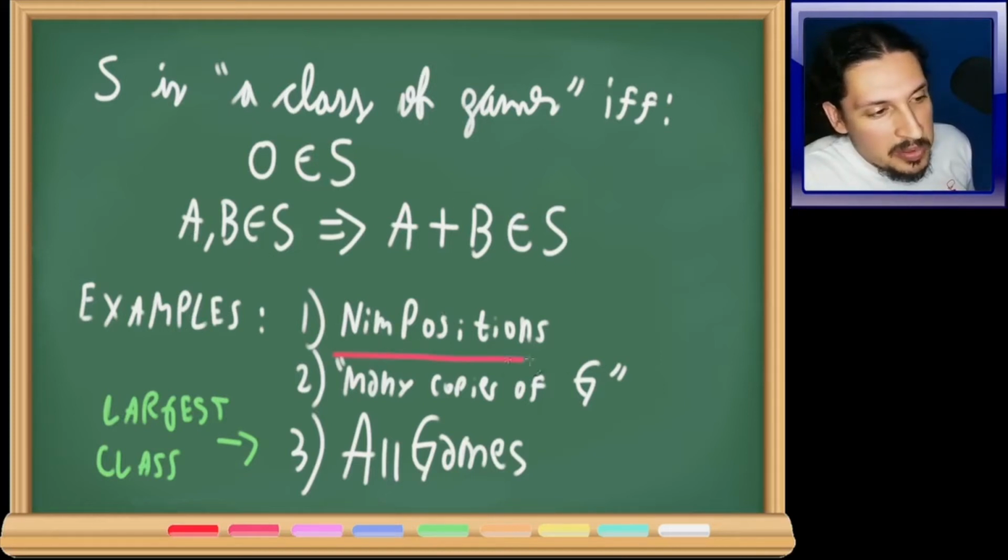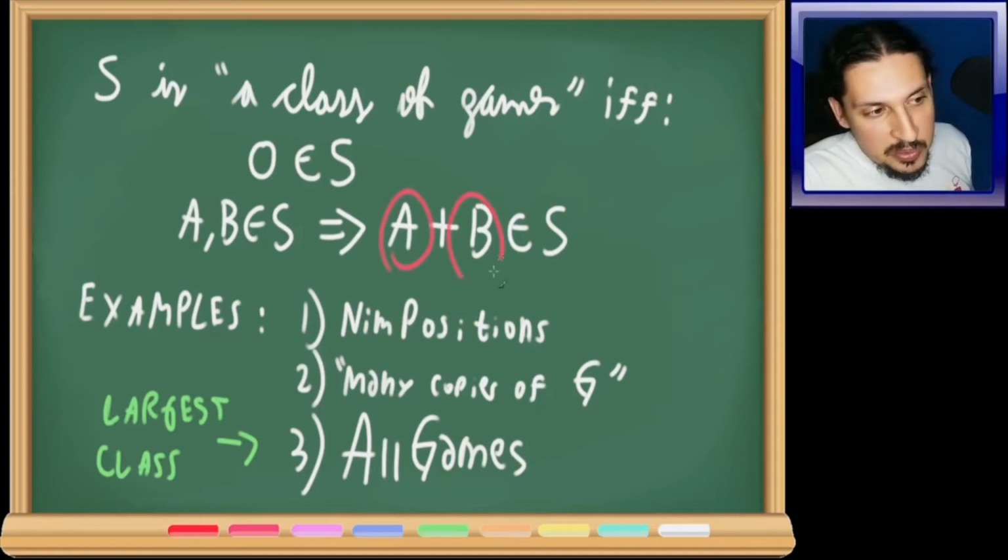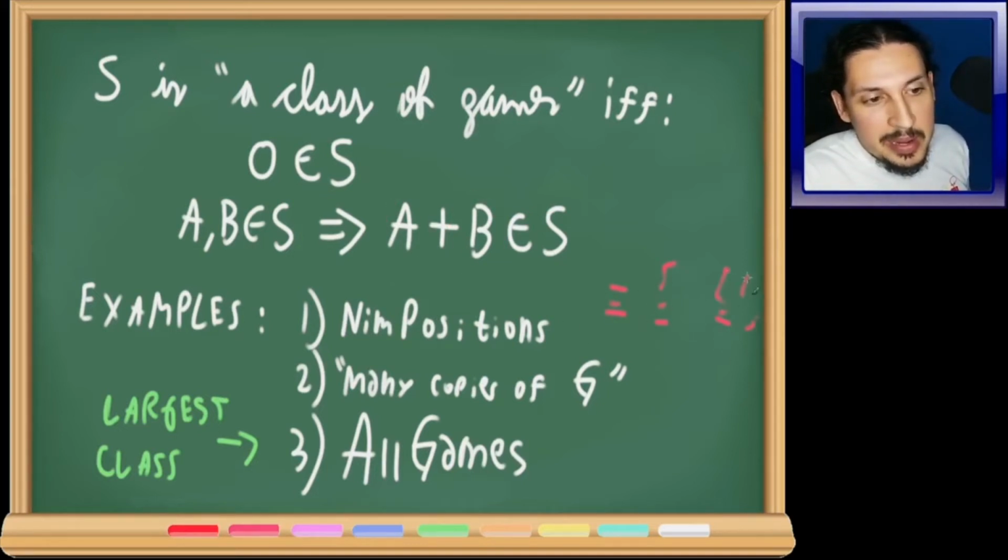Some very natural examples of classes of games. Well, the nim positions form a class of games in this sense, because the empty position we take as a nim position. In fact, the only terminal position of nim is empty. There's nothing left to do. And the sum of two nim positions is again another nim position. You have some piles, you add some other piles, you get a new valid list of piles, which is a nim position.